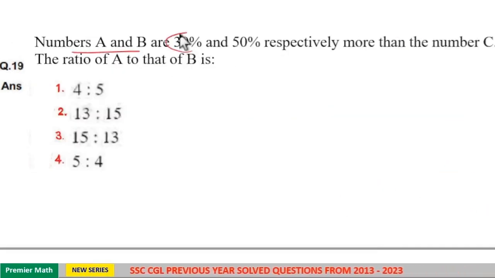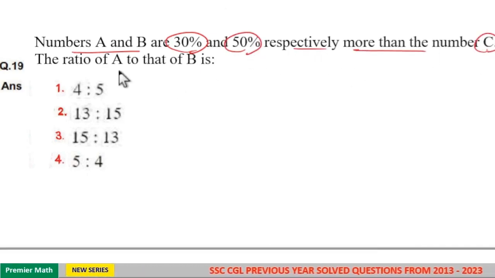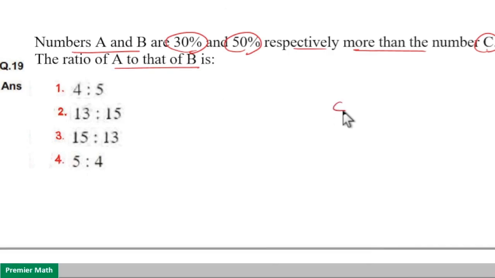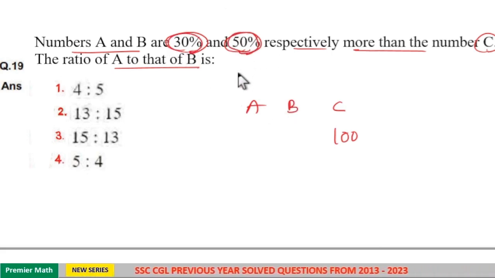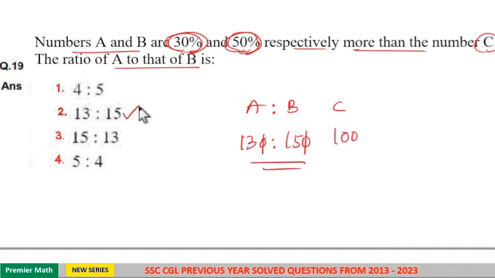Numbers A and B are 30% and 50% respectively more than the number C. The ratio of A to that of B is? If C is 100, then A is 30% and B is 50% more than C, means A is 130 and B is 150. That is 30% more than C and 50% more than C. Now, ratio of A and B is equal to 13 is to 15. Option 2 is your answer.